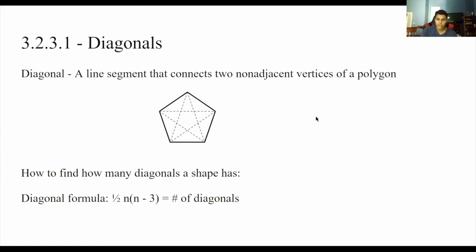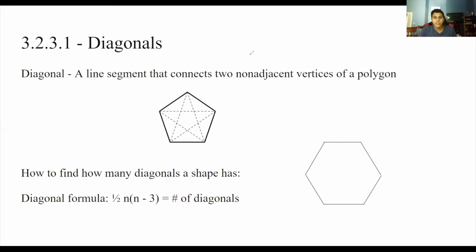So now if I were to use this 6-sided shape as an example, which is a hexagon, then I go 1/2 times 6, because 6 is n, times 6 minus 3, and that gives you the number of diagonals. So 1/2 times 6 is 3, 6 minus 3 is 3, and then 3 times 3 is 9. So this hexagon has 9 diagonals total.